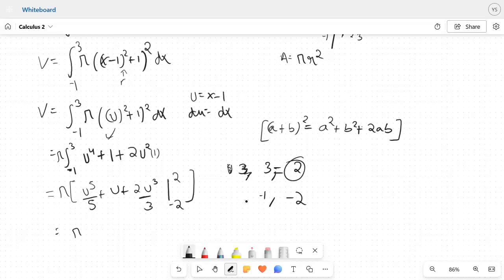Now we could go about solving all of this, but what our answer would come out to is 12 pi over 15.